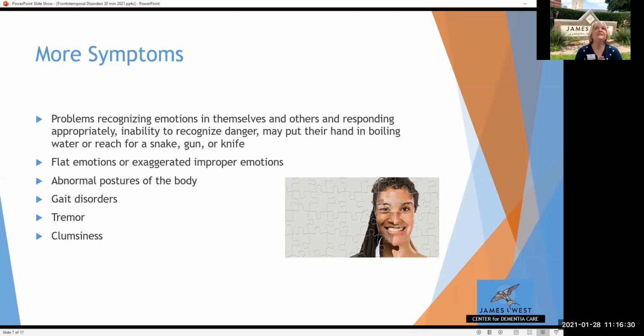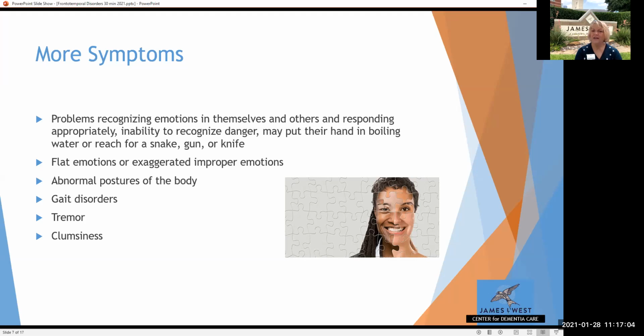They lose the ability to understand a dangerous situation, and they may do something like reach down to pick up a snake, or reach to grab a knife by the part that's sharp, by the blade, or stick their hand down in boiling water. It's like not recognizing that's dangerous, even if you tell them. They may have a flat affect or flat emotions, or they may have exaggerated emotions, where they laugh or cry at inappropriate times.